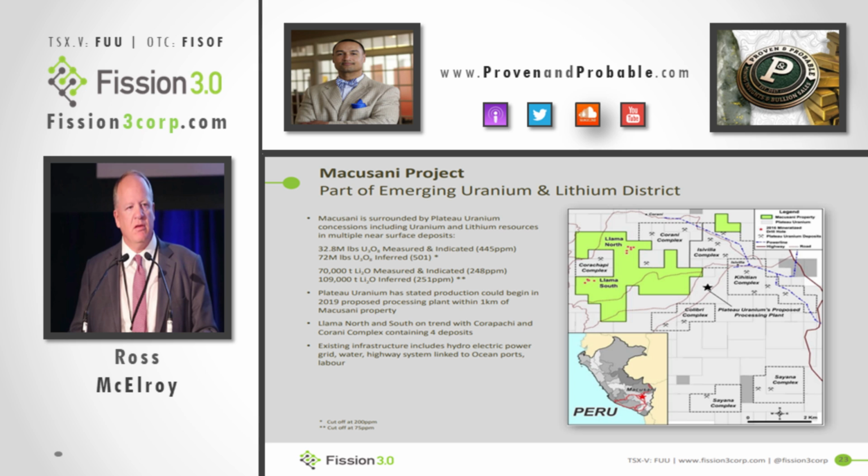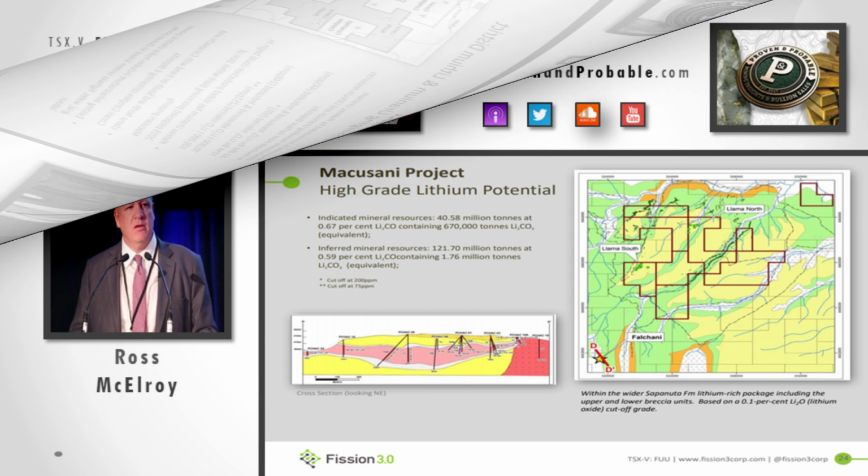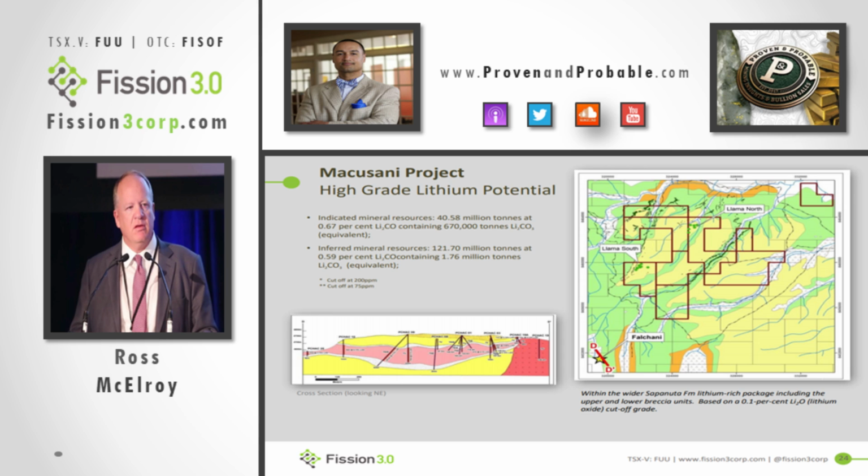There's a company down there that's quite dominant called Plateau Energy. Now, Plateau have been able to stake a lot of the old consolidated land package in there that consolidated all these old deposits, and so they've amassed around 100 million pounds of uranium. However, even more significant, I think, recently they've made a discovery of high-grade lithium in the same area, and in fact, that's within 5 kilometers of our southern property boundary on our Macusani claims.